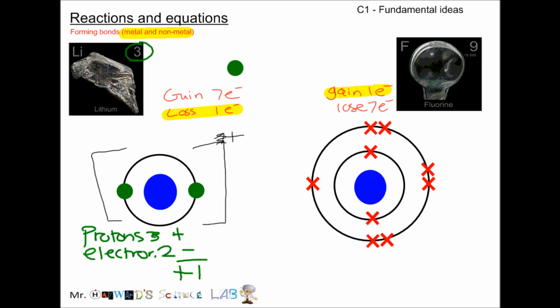It's no longer an atom at the moment. It is now an ion. Like this, call it an ion. All that means is it's an atom with a charge on it. So this is now the lithium ion.